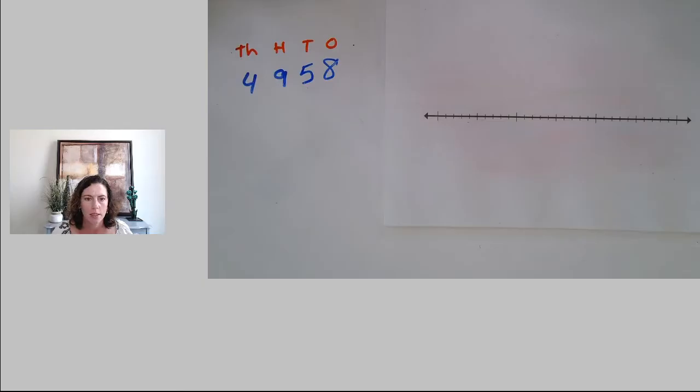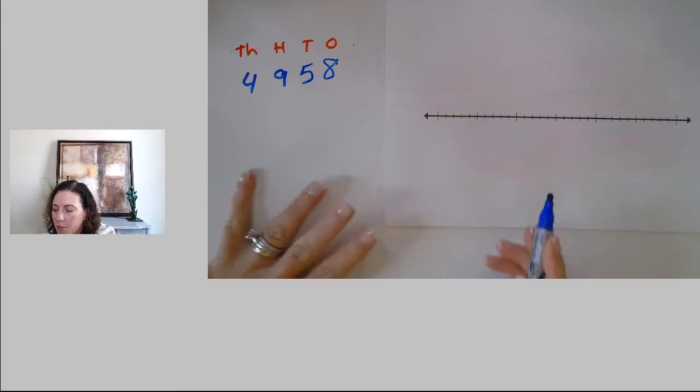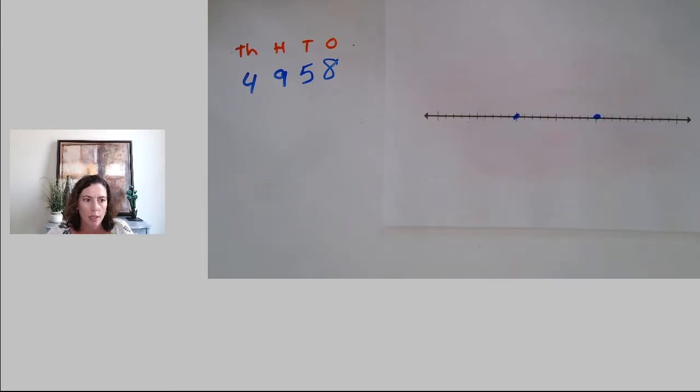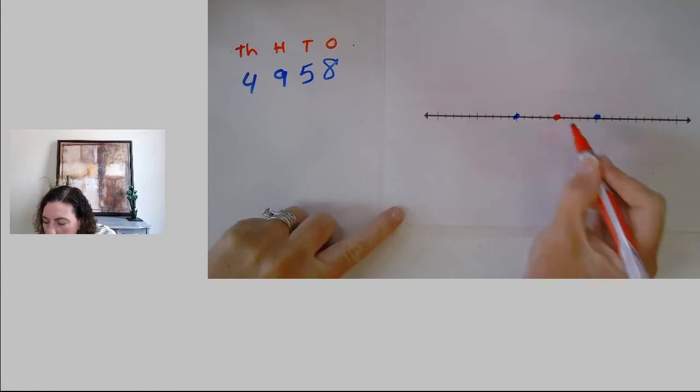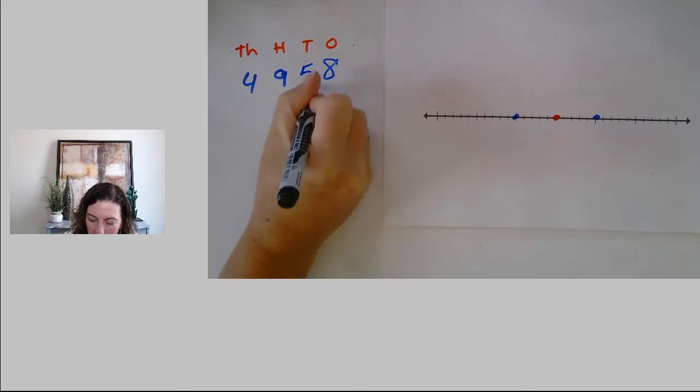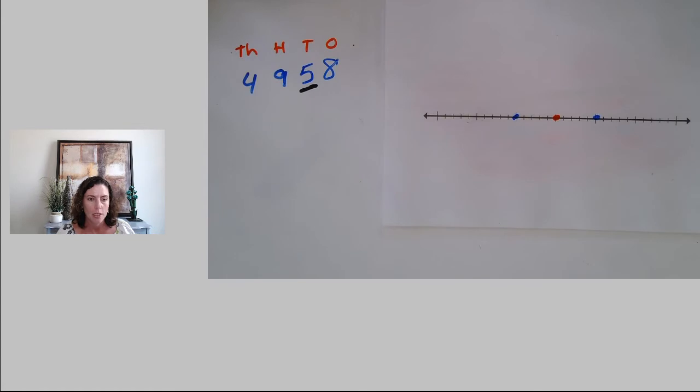Okay, let's try another one. Let's try this number, 4,958. I want you to try this on your own by pausing the video, and I want you to write what your beginning and your ending points are and what your midpoint or center point would be. Okay, now remember, we're rounding to the nearest 10, so make sure to underline your digit here to the nearest 10. Go ahead and pause the video and try to put those numbers on your number line.